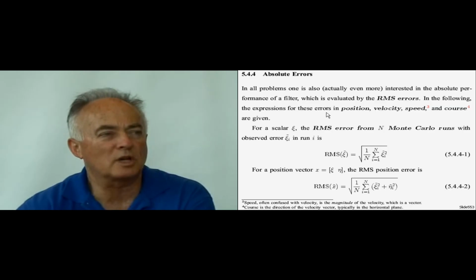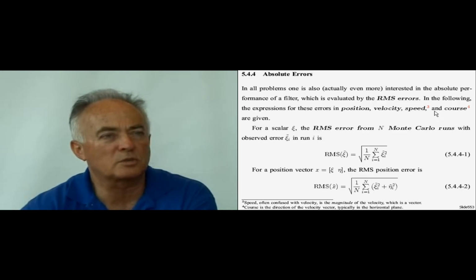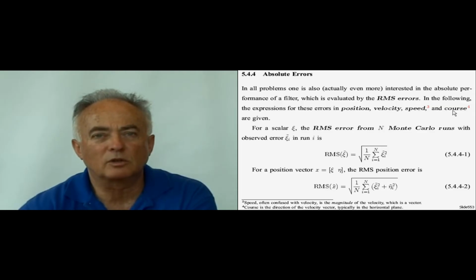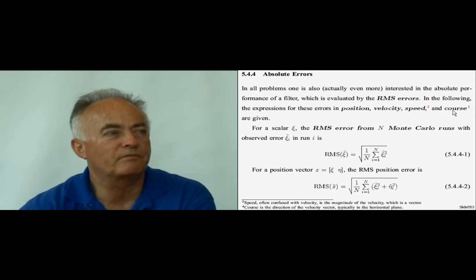So what we are going to look at now is how to obtain from simulations the actual RMS errors for position, velocity, speed, and course. Remember, speed is the magnitude of the velocity vector, course is the direction of the velocity vector, which is not the same as heading, because whenever you move in a fluid with cross winds or cross currents, heading is not going to be the same as course.